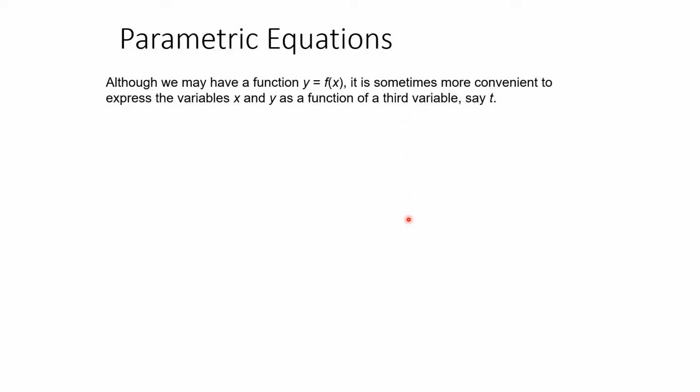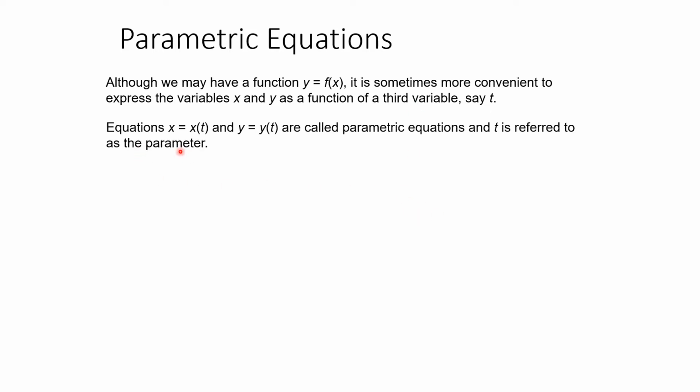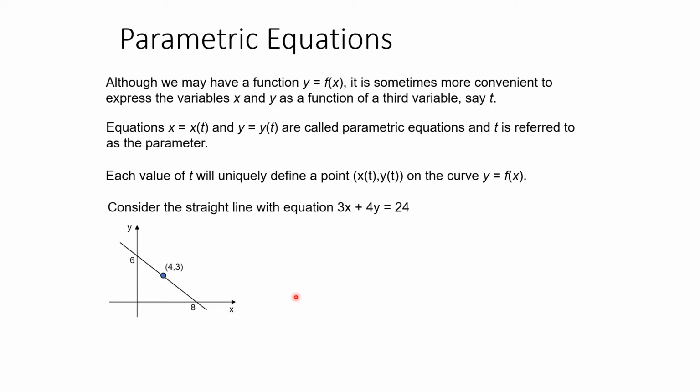For example, if you have x in terms of t and y in terms of t, these are called parametric equations simply because x and y are written in terms of a third parameter, which is t. Each value of t will uniquely define a point, representing the values of x and y on a curve.